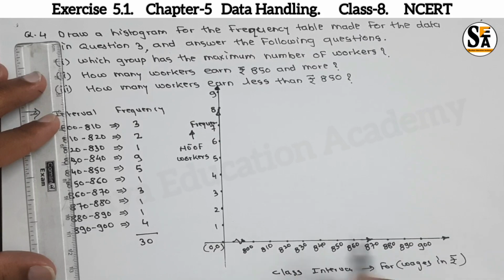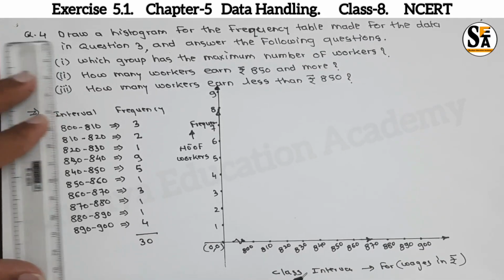But in the horizontal axis we are not starting from 0, but here is 800. So this distance is not proportional. This 1 centimeter we have taken as this span, but this distance is not proportional. So we have broken this line.